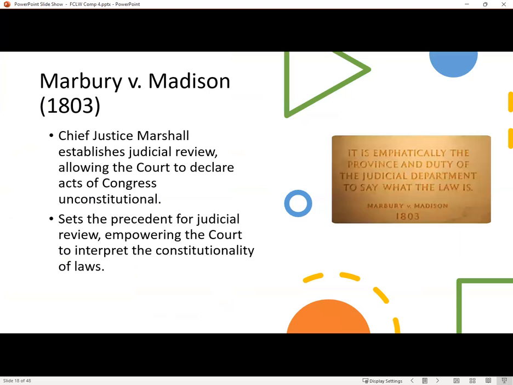And then we had Marbury versus Madison, and I love this one too. This particular court case in 1803 actually gave power to the Supreme Court to interpret if a law is constitutional. So it is definitely a landmark court case.